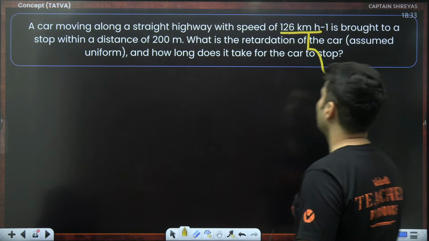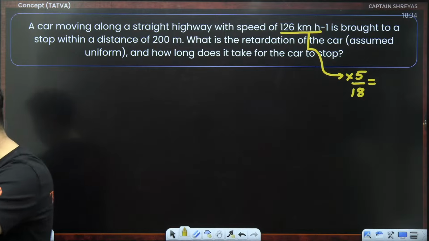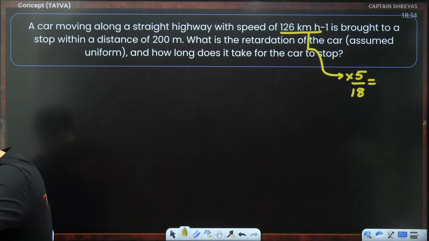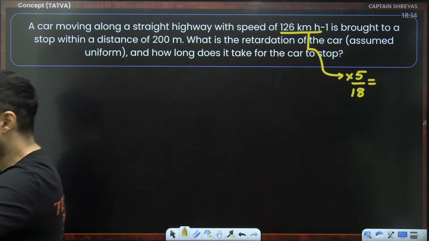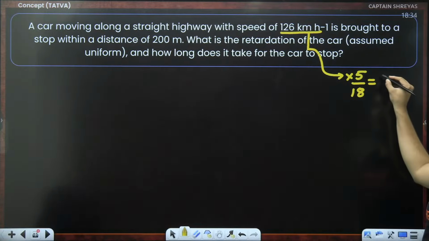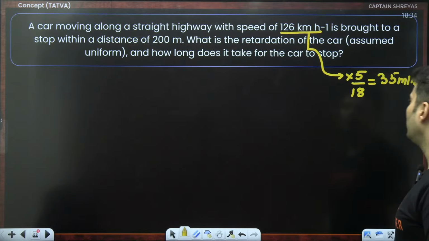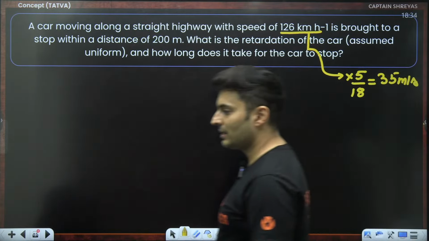Just see how much it is. Multiplied by 5 by 18. Come on, my dear warriors. How many meters per second is it? Quickly. Whenever you see kilometers per hour, multiply by 5 by 18. Yes. How much is it? 35, is it? Meters per second.